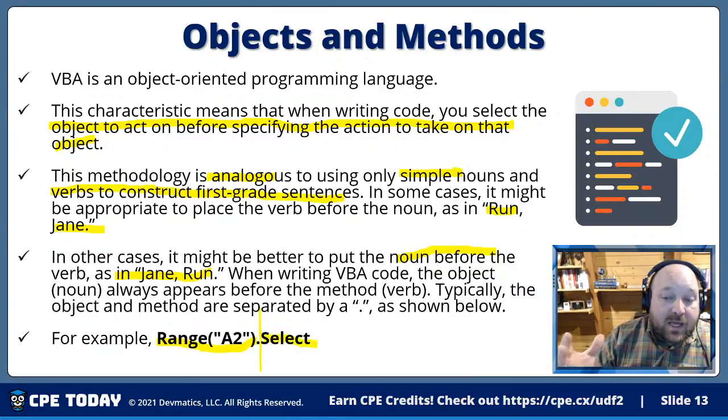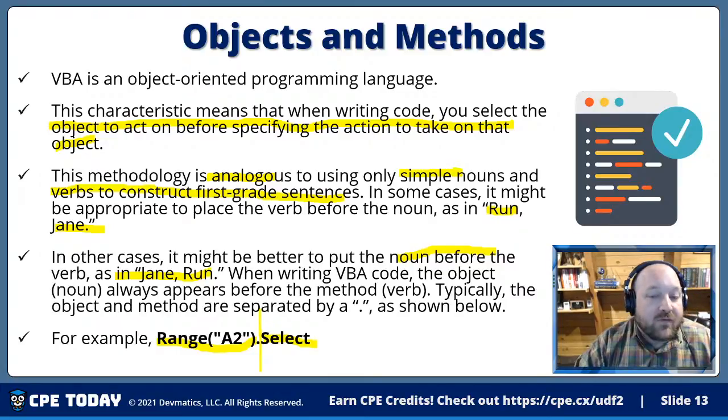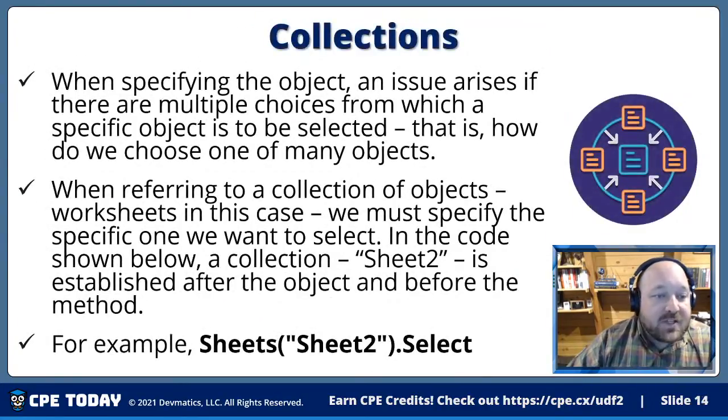And so in a nutshell, if we were to write this in more of an English focus, it would say select cell A2. But this, in object-oriented programming, is how we would select it. So select cell A2.